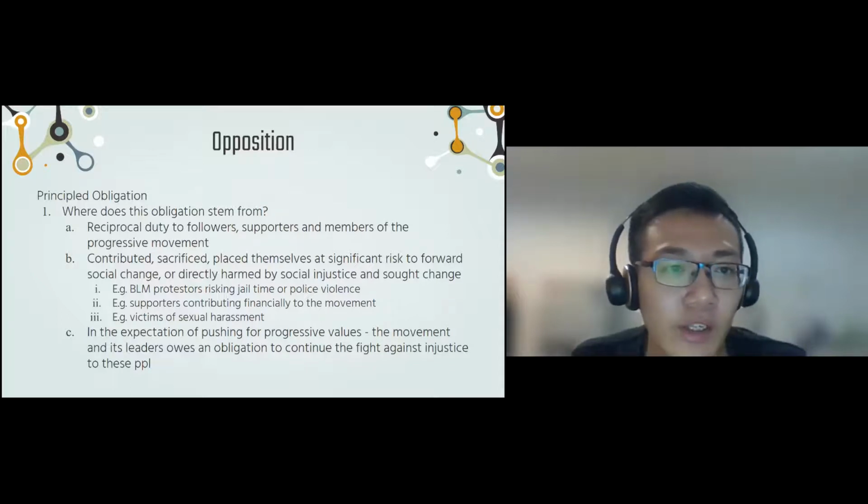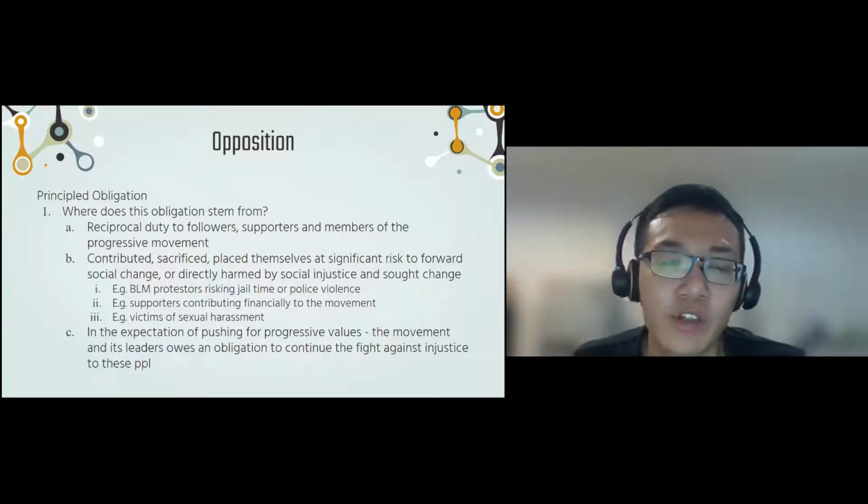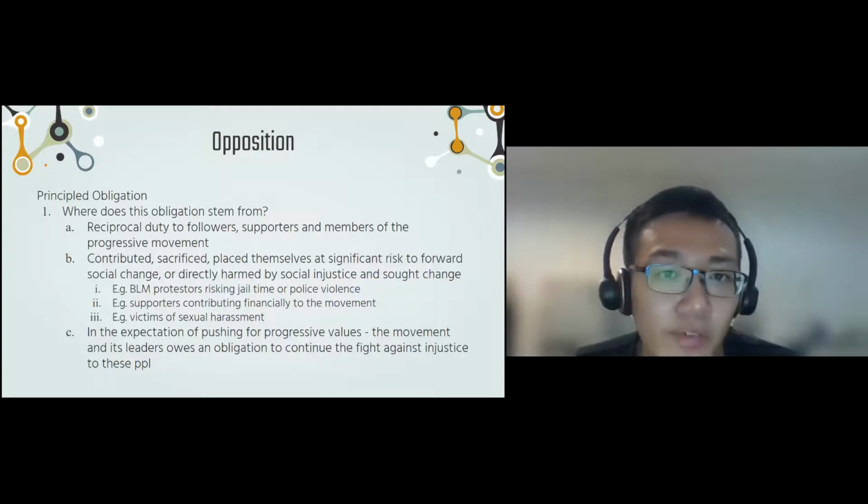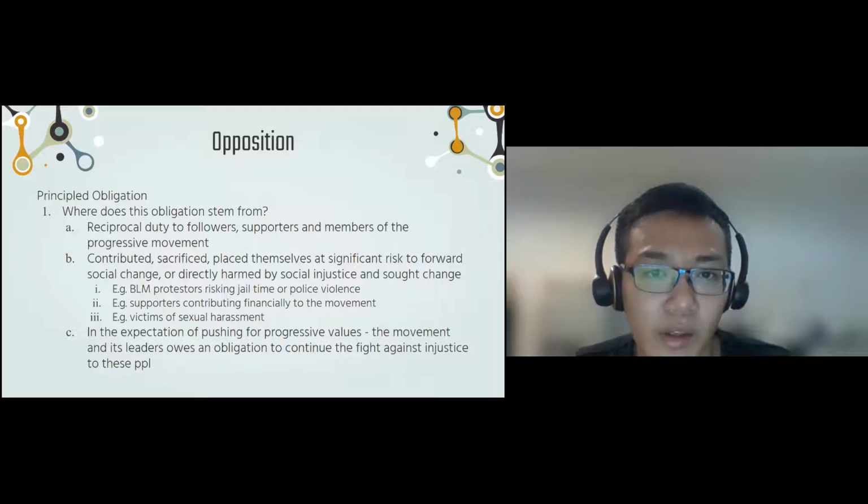The first thing to note in terms of proving why this obligation exists is to understand why it's fair to place an expectation on the progressives as a group to act in this particular way as opposed to others. And the first thing you can say here to prove this is the reciprocal duty that the progressive movement has towards its followers, its supporters, and its members.